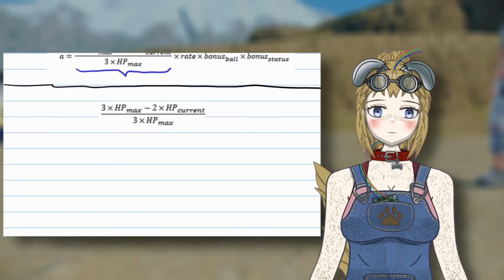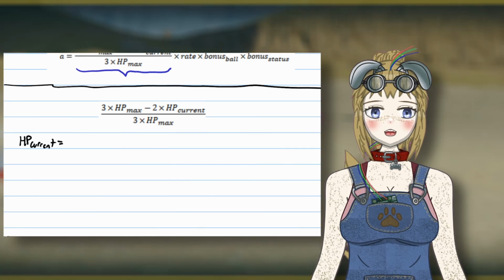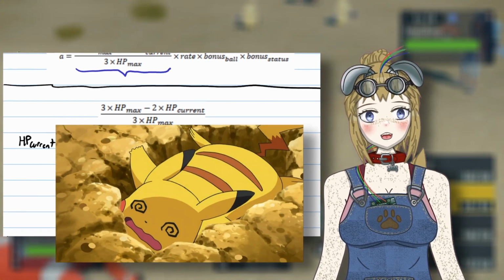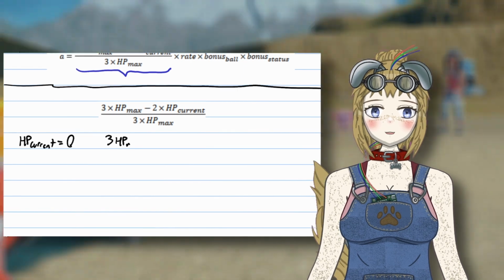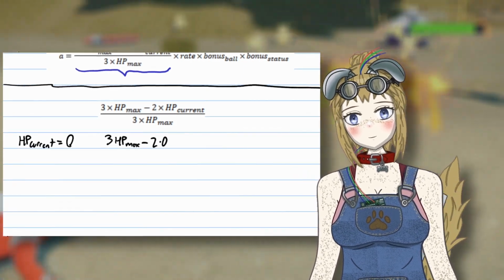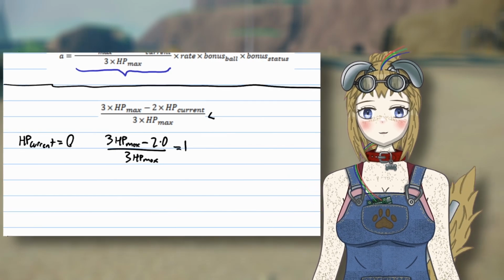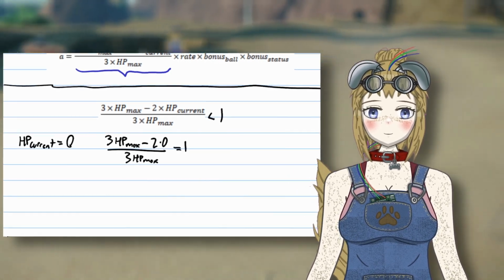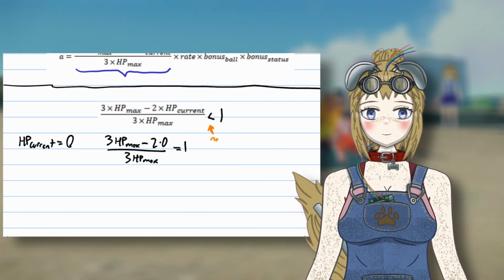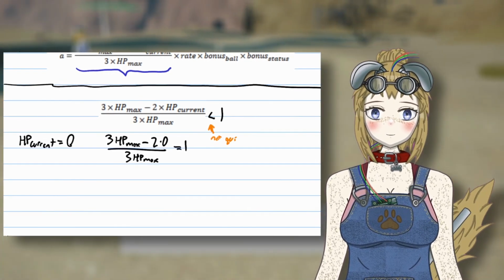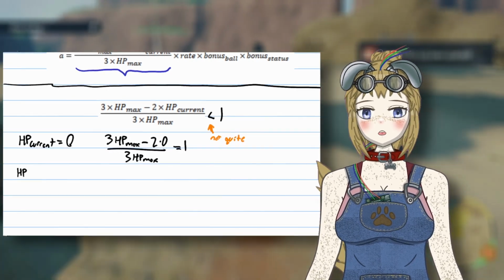In the best case scenario for catching a Pokemon, you have it at 1 HP. But let's just pretend it could have 0 HP for now. It will make this much easier. We would have 3 times max HP minus 0 over 3 times max HP. That's all equal to 1. That means the result of this function is less than, but not equal to 1. We specifically use not equal here because remember, a Pokemon can't actually have 0 health, so we will never quite reach that value.